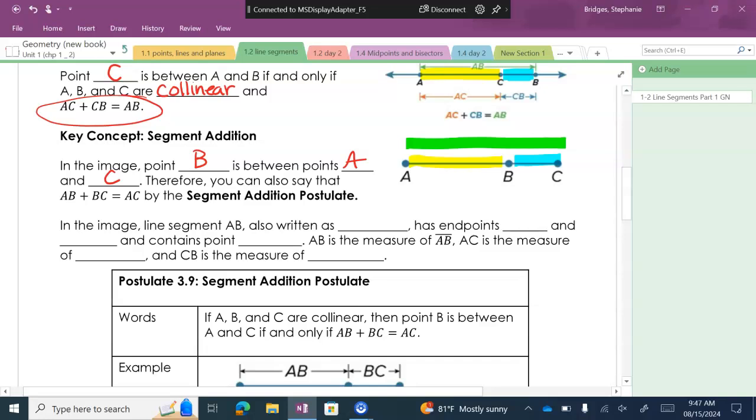All right, in the image, line segment AB, how did I tell you had to write that? AB with what above it? A bar. What are the two end points of that segment? A and B. It's like segment AB, what are my two end points? A and B. And what's in the middle of those?